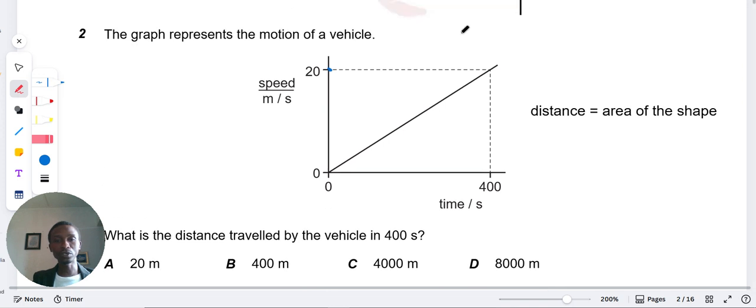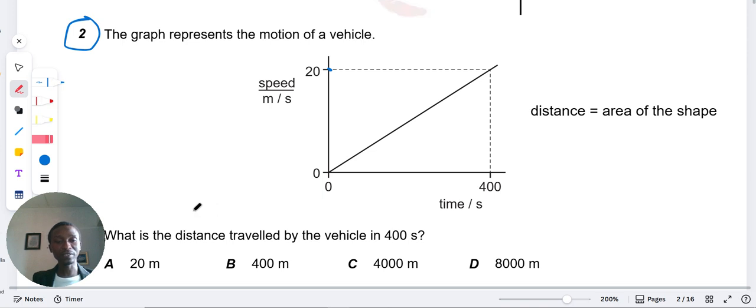Question 2, we have the graph representing the motion of a vehicle, and we have the graph here. What is the distance traveled by the vehicle in 400 seconds? Option A, 20 meters. Option B, 400 meters. Option C, 4,000 meters. And option D, 8,000 meters. So which of these options is correct?